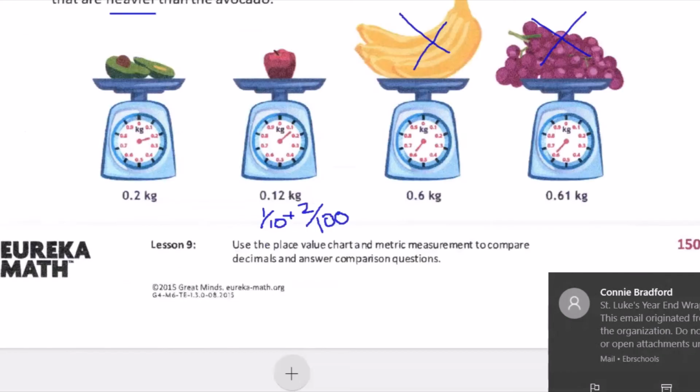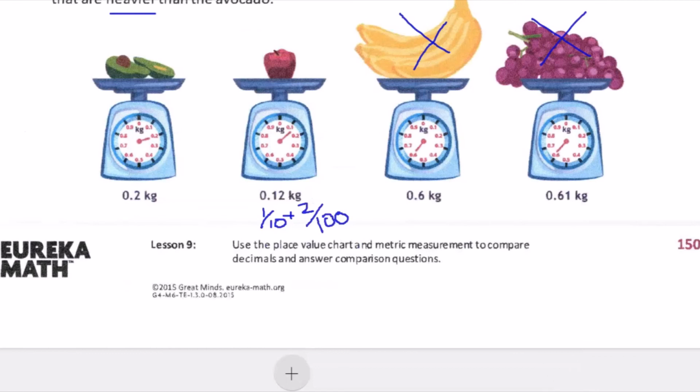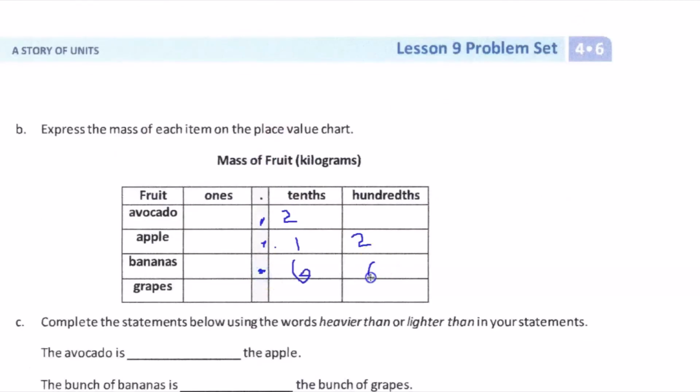The bananas were 6/10. And we could also call that 60/100. We could call this avocado 20/100. And then the grapes were 6/10 plus 1/100 or 61 hundredths. You got to get used to thinking in that way. Okay, there's no ones here.